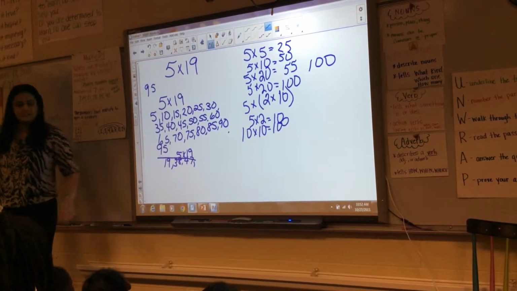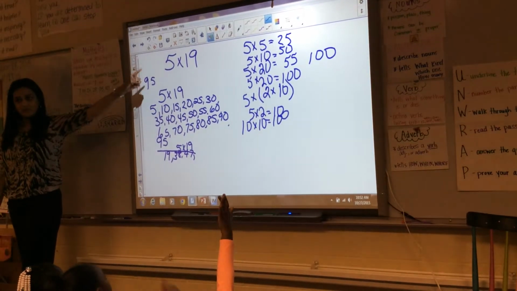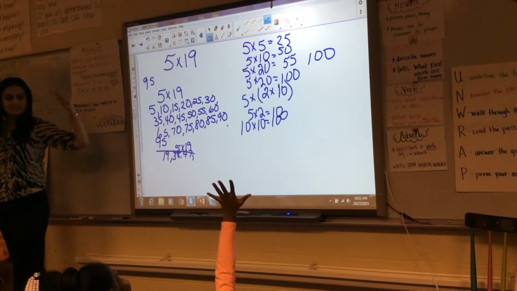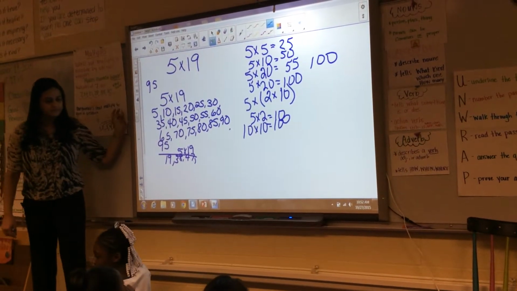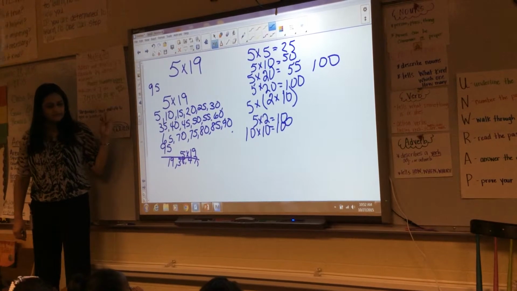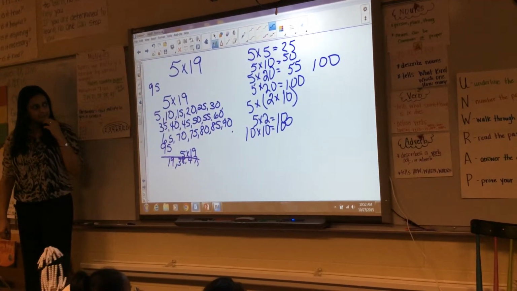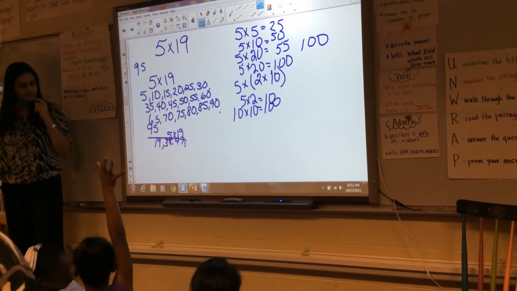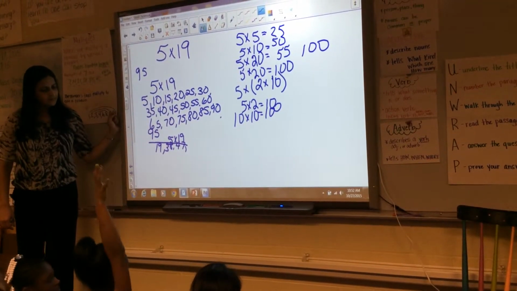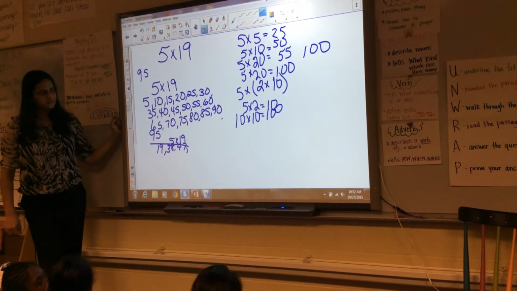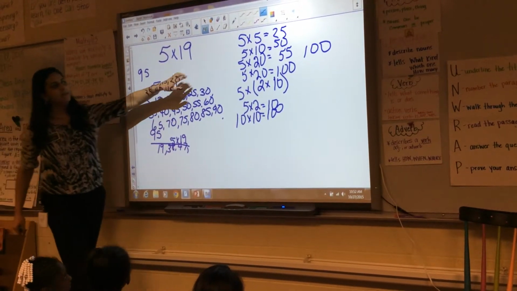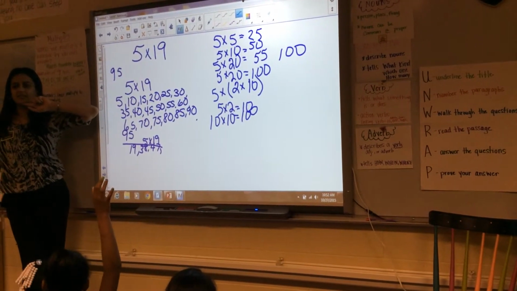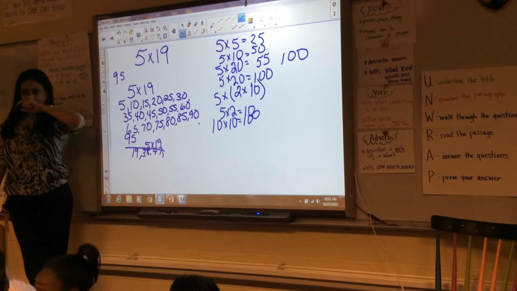Who can do it a different way besides counting on, maybe using what we learned earlier? We did 5 times 20. I gave you 20 fives. We only need 19 fives. I know that 5 times 9. Who can tell me by using this? I gave you 20 fives before. I only want to know how many 19 are. Go ahead.